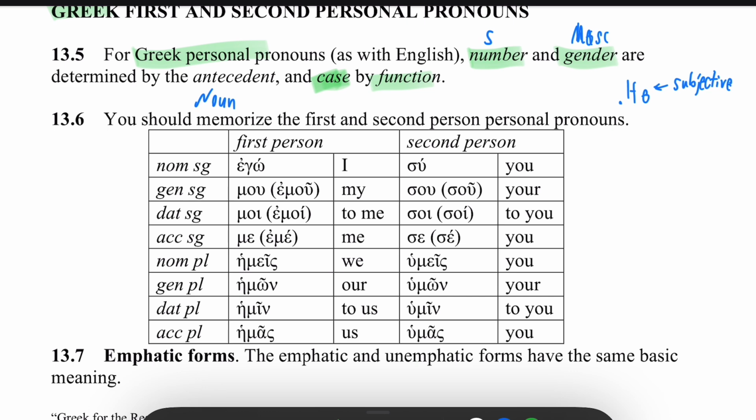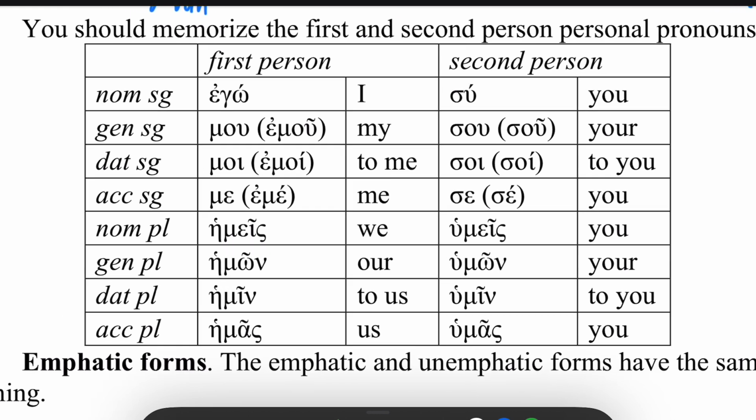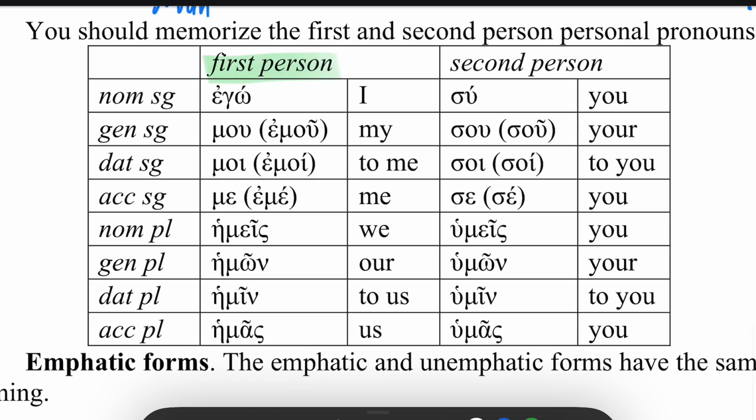13.6 says you should memorize this. You don't have to, but it will help you in your reading. This is the first person personal pronouns. Ego is the lexical form, so ego would be how you would look it up in a dictionary or a lexicon. But then it's going to be inflected. Ego, mu. This is called the emphatic form here. I'm going to highlight this in a different color. So emphatic forms are these ones in brackets or parentheses.